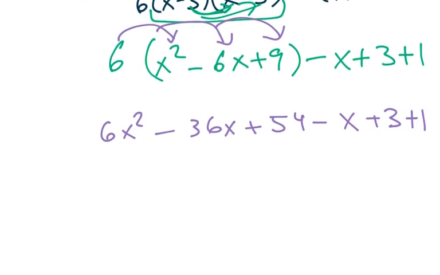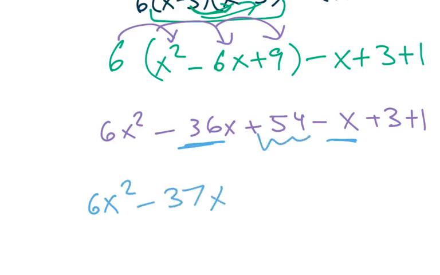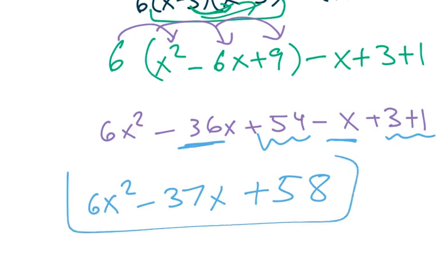And now I'm going to combine like terms. So I have negative 36x minus x, which gives me 6x squared minus 37x. And then I have 54, 3, and 1. So 54 plus 3 is 57, plus 1 is 58. And there's my final answer.